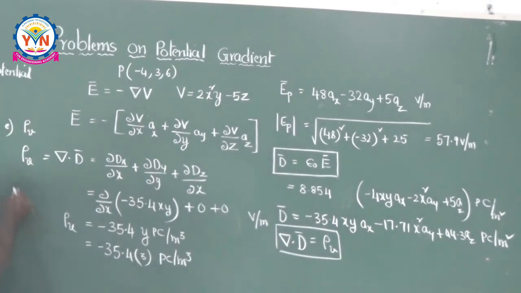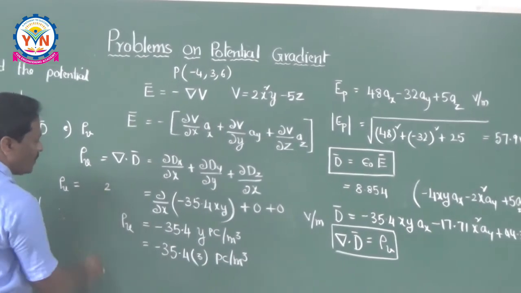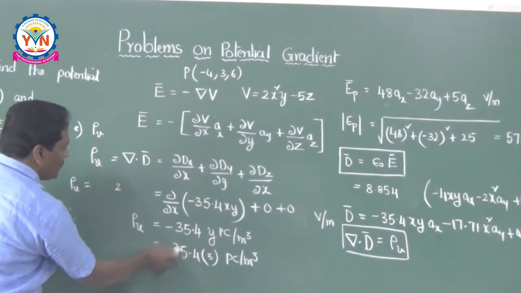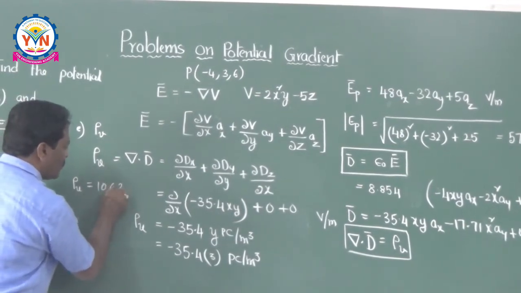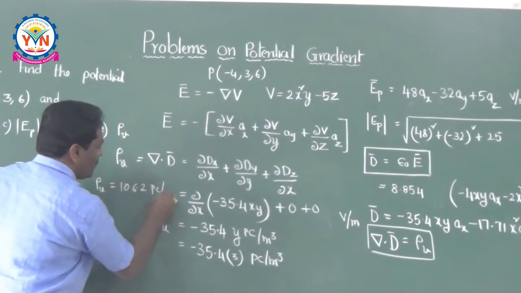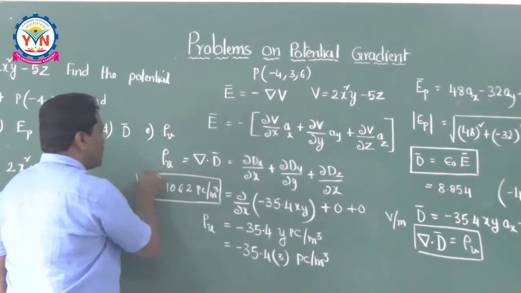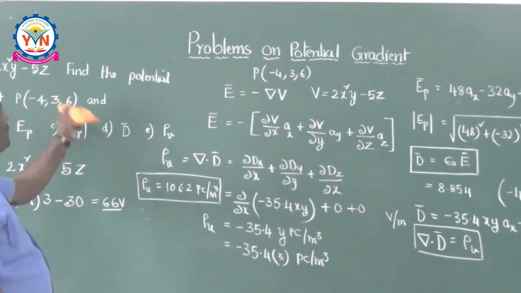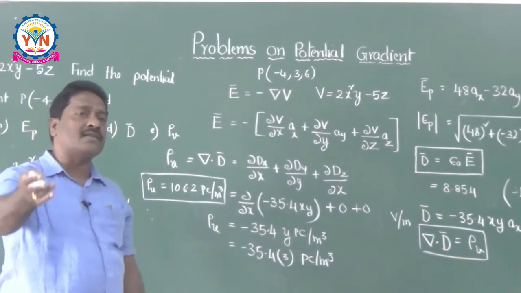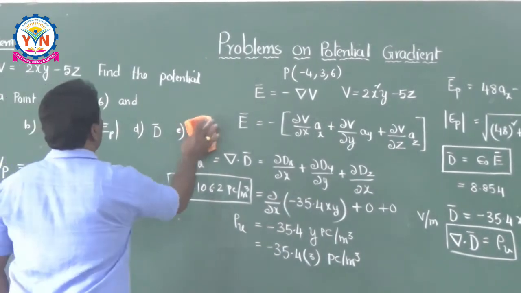Finally the answer is rho v equal to, you can say, 3 into 35.4, which is minus 106.2 pico coulombs per meter cube at that particular point. So this is the way of doing this problem, and it is very simple. In this problem you have used all these relations. Once again, I am concluding.